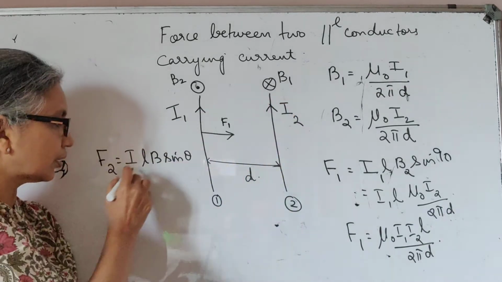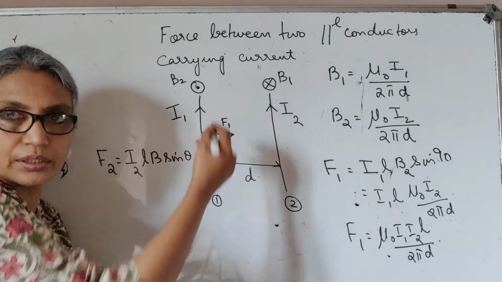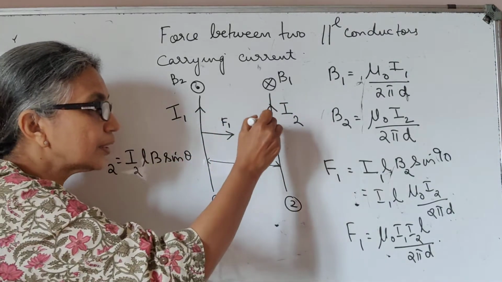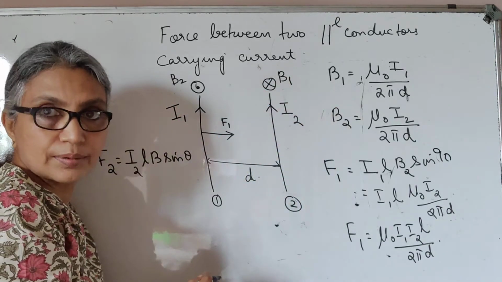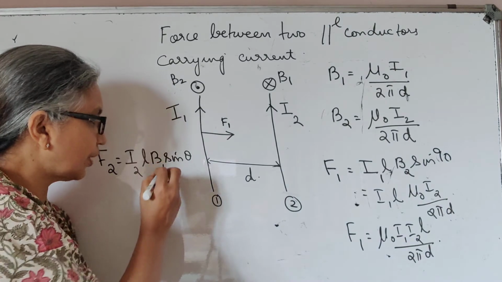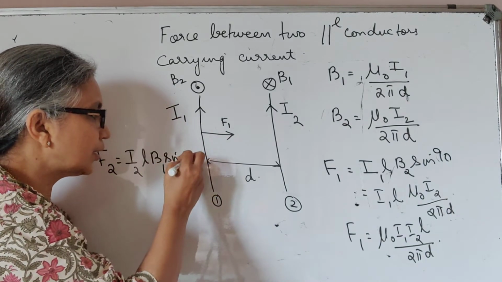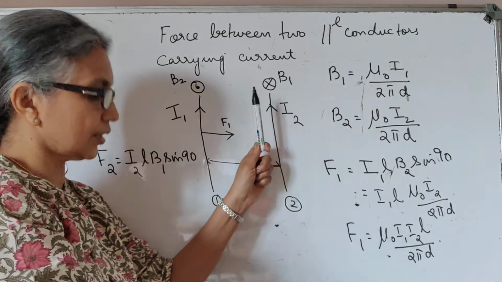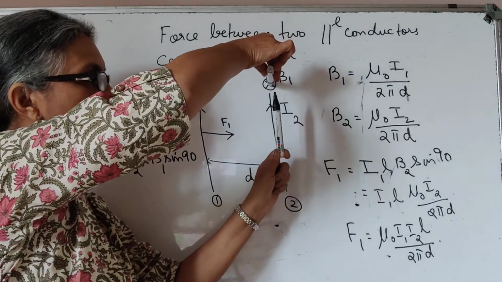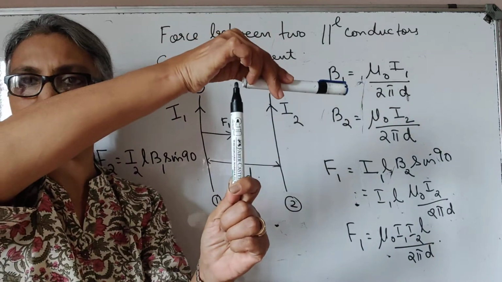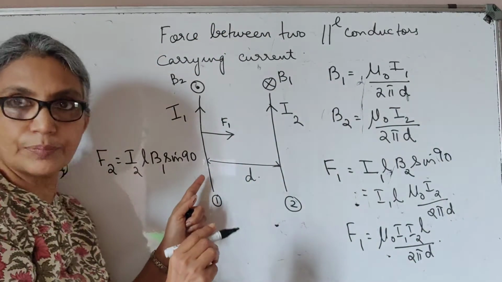Current carried by this conductor is I2. Length we have taken same for both the conductors. But its own field is B2, but it is placed in an external field which is B1. So this will be B1, and here again the angle will be 90 because the length of the conductor is like this, but your magnetic field is perpendicular and into the board. So it will be sine 90, and sine 90 will be 1.